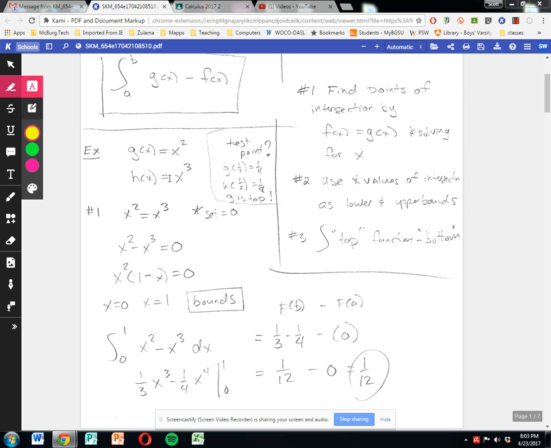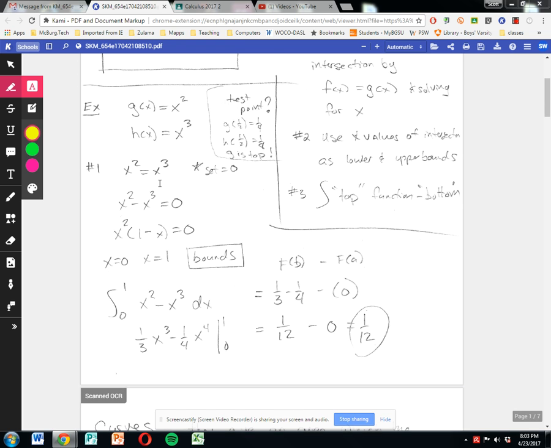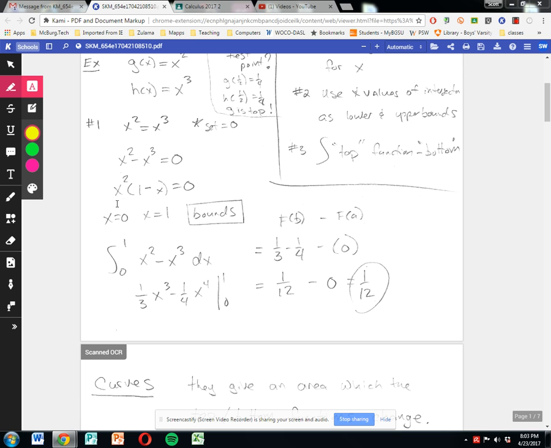So we'll start off here with an example of g of x equals x squared and h of x equals x cubed. If I set them equal to each other to find points of intersection, I pull everything to one side. I wind up factoring x squared times (1 minus x) equals 0. So that means x equals 0 and x equals 1 are the two points of intersection. These are x values, so I use these as the bounds. 0 is the lower and 1 is the upper bound.